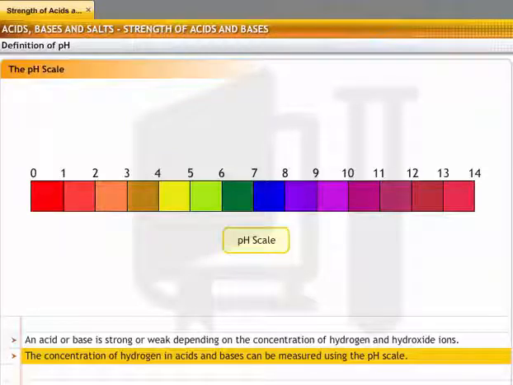A Danish chemist, Sørensen, first introduced the concept of pH in 1909. The P stands for potens, which means power in German, and the H stands for the concentration of hydrogen ions.